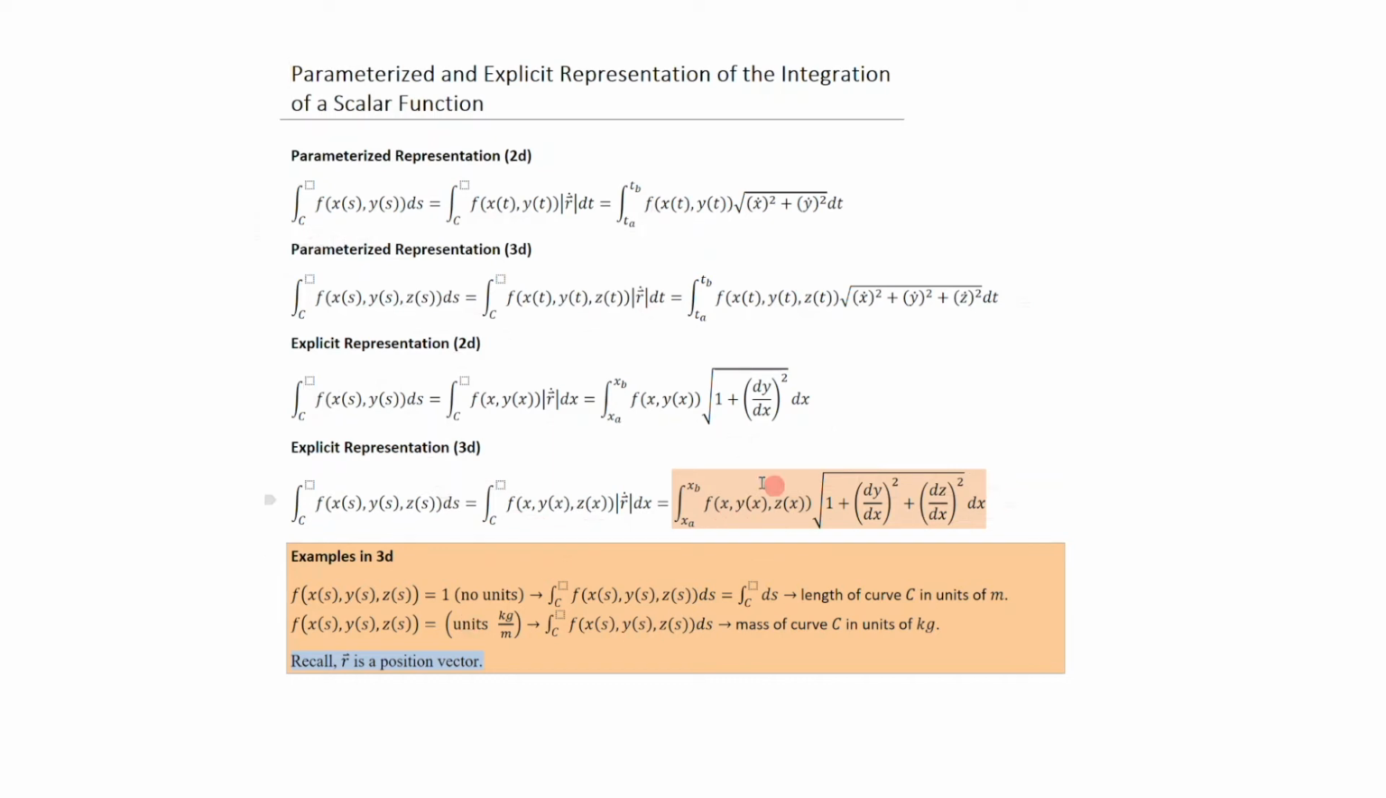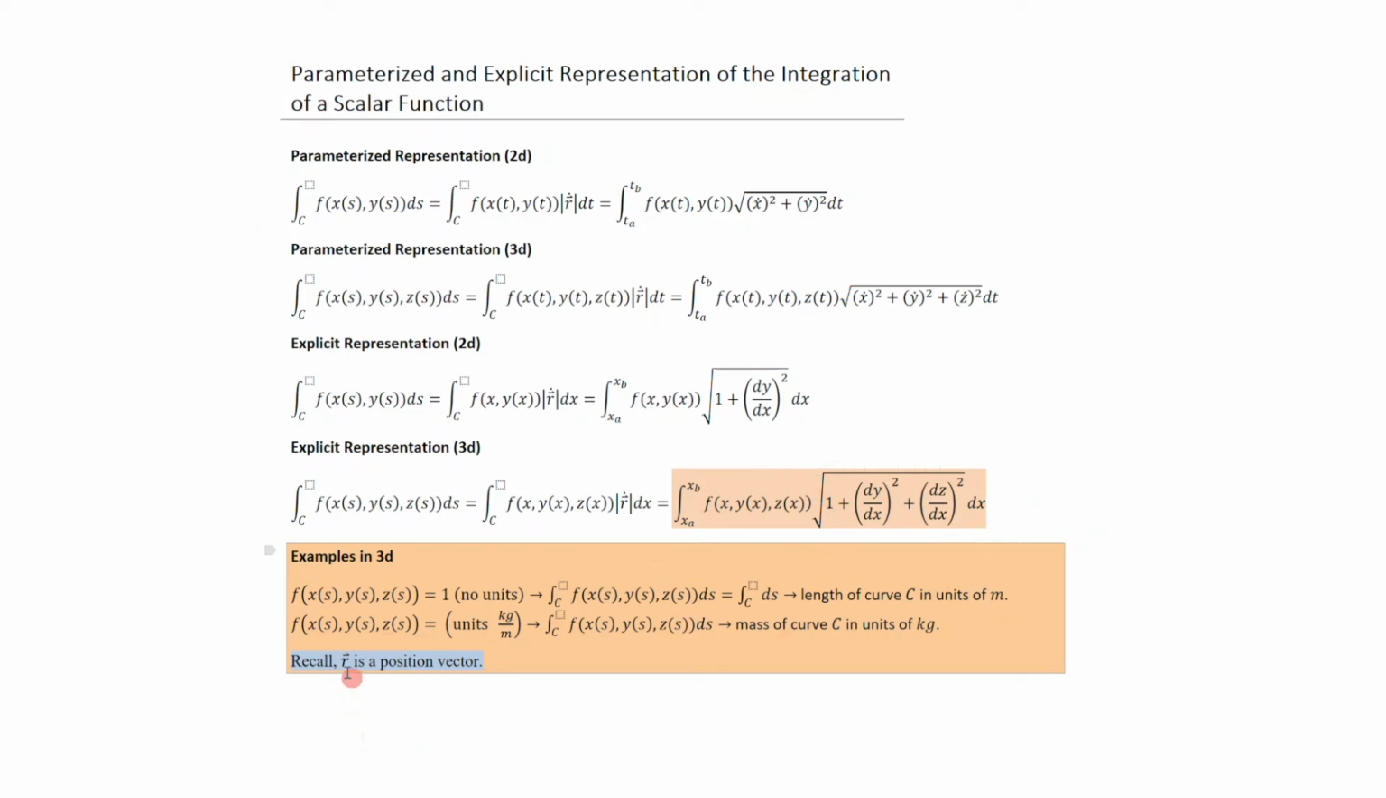So let's take an example for the 3D case here in terms of how this typically would be applied. Let's say that f of x, y, z is equal to 1, and it has no units. Well, in that case, this expression would just become ds, meaning that you're computing the length of the curve in units of meters. So effectively, if this is 1, it's this calculation that you're performing to compute the length of that contour in 3D.